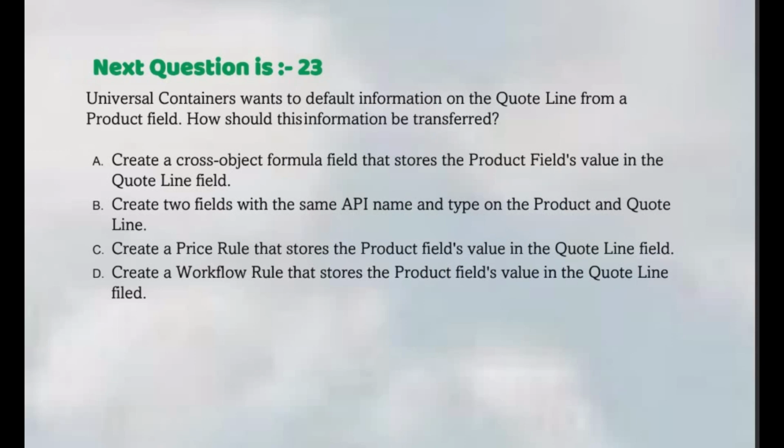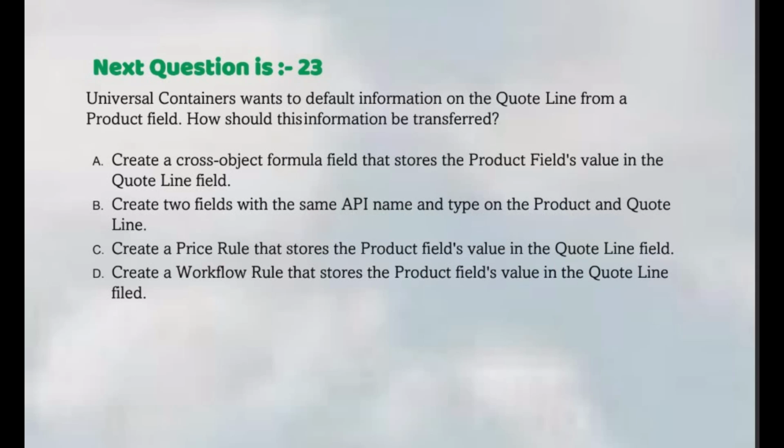Question is Universal Containers wants to default information on the quote line from a product field. How should this information be transferred? Option A. Create a cross-object formula field that stores the product field's value in the quote line field. Option B. Create two fields with the same API name and type on the product and quote line.